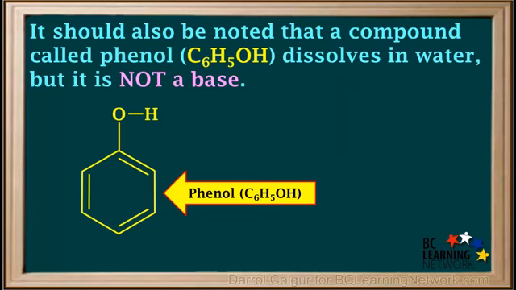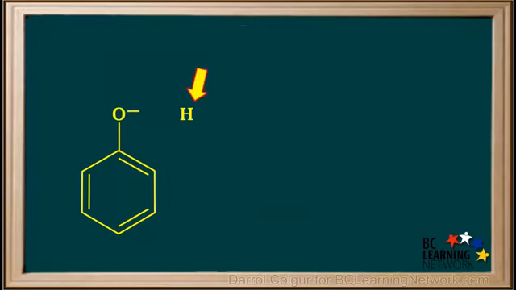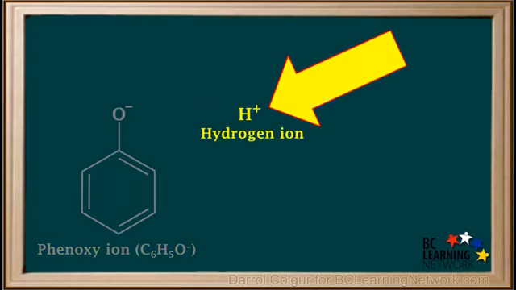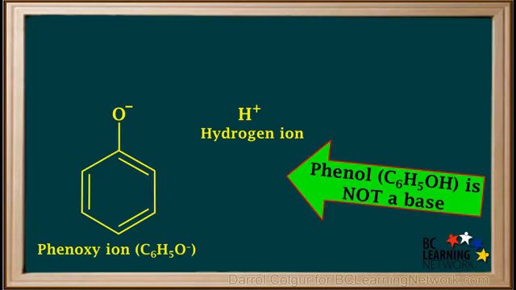It should also be noted that a compound called phenol, C6H5OH, dissolves in water, but it is not a base. In water, a few phenol molecules will lose this H as an H+ ion, and the negative charge on the resulting phenoxy ion, C6H5O-, is stabilized by the presence of the benzene ring. The presence of free hydrogen ions means this is an acid, and because it produces hydrogen ions rather than hydroxide ions, we can state that phenol with the formula C6H5OH is not a base.